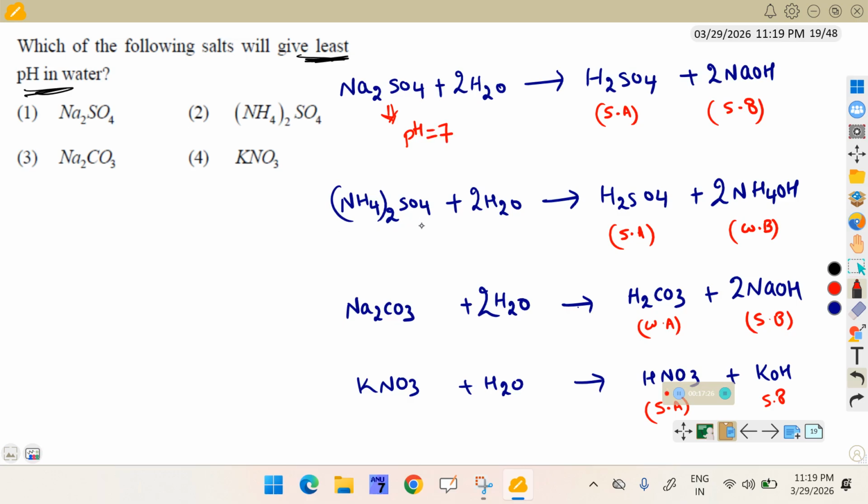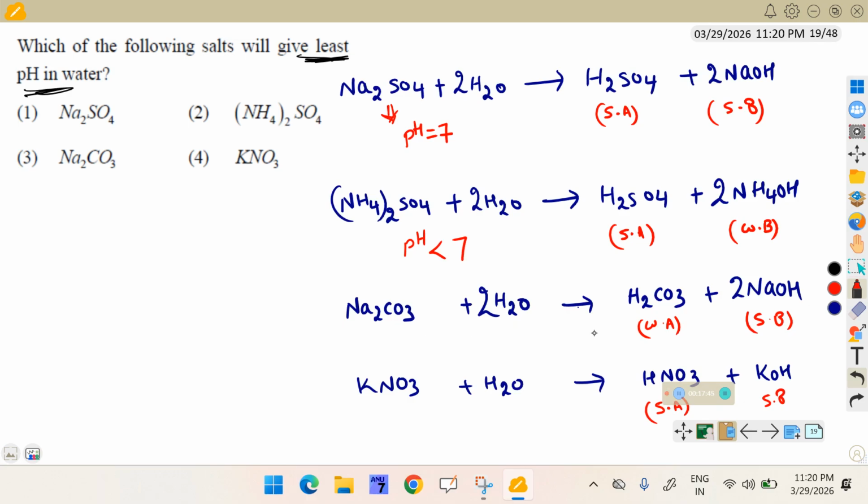(NH4)2SO4, ammonium sulfate, undergoes hydrolysis. Then it gives H2SO4 plus NH4OH. Strong acid plus weak base. Acid is strong, so this is considered an acidic salt. For acidic salts, the pH value is less than 7.